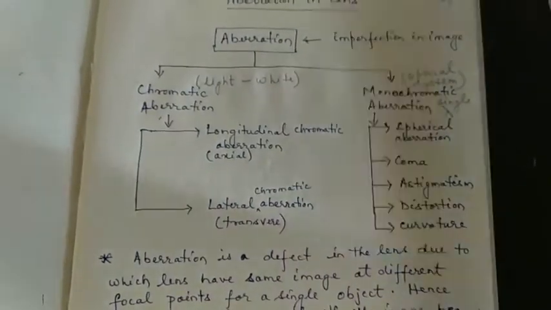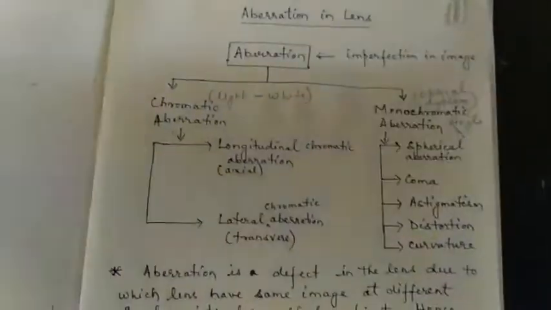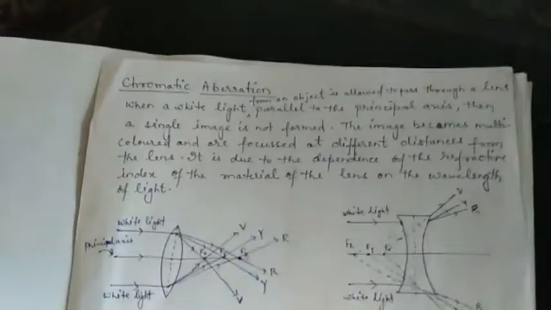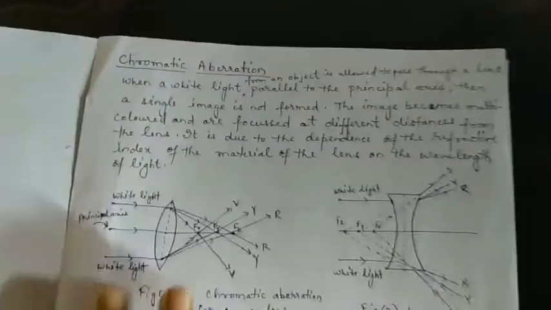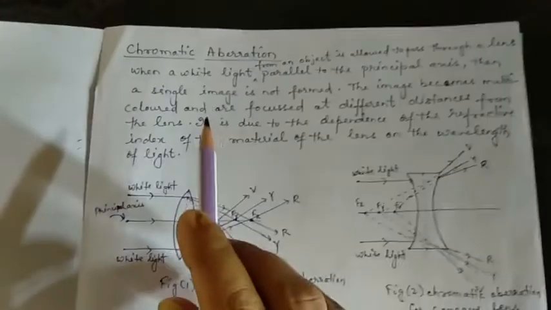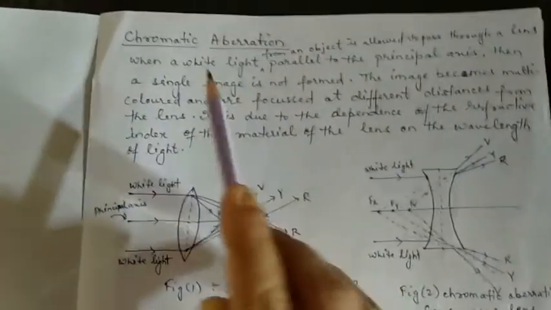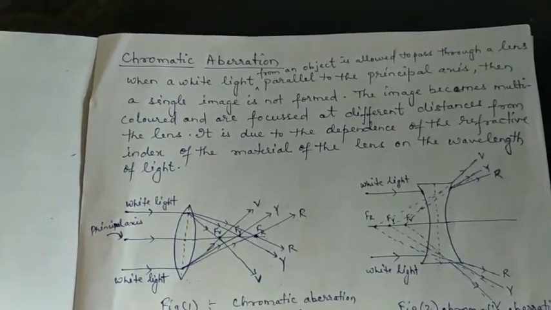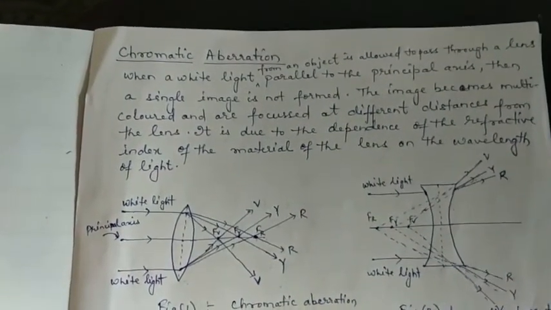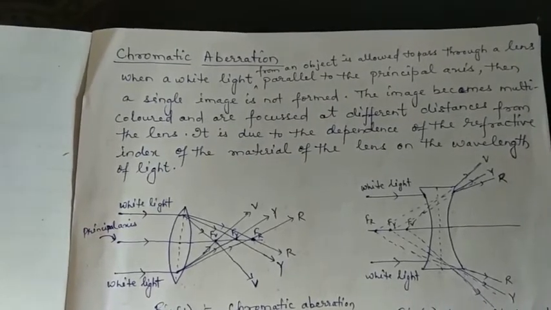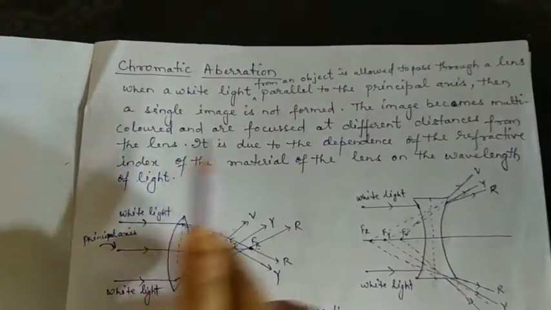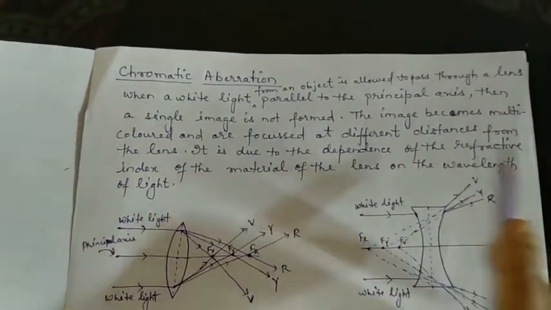Now we will be discussing chromatic aberrations, and later on we will study the monochromatic aberrations. Chromatic aberration: when white light from an object is allowed to pass through a lens parallel to the principal axis, a single image is not formed. The image becomes multicolored and the colors are focused at different distances from the lens.